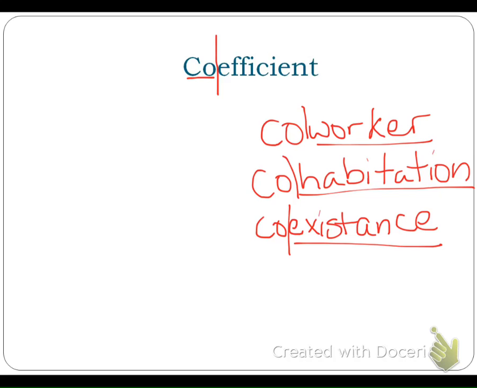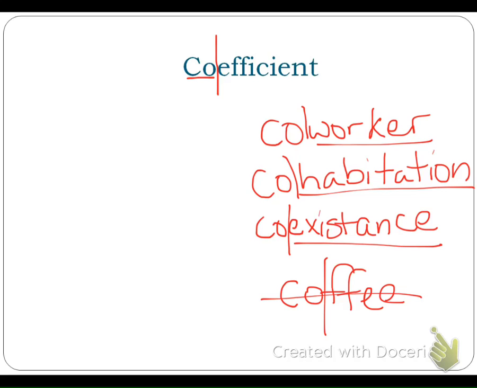Now, CO is only a prefix if when you cut it off, what's left over is still a real word. For example, the word coffee, it may start with the letters CO, but if you cut off the CO, you get ffee. That's not really a real word. So co is not a prefix here.